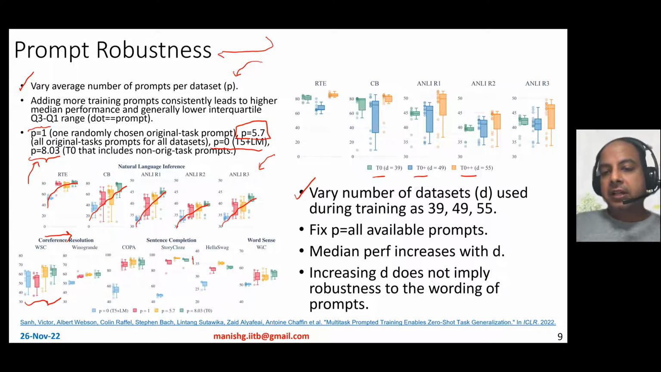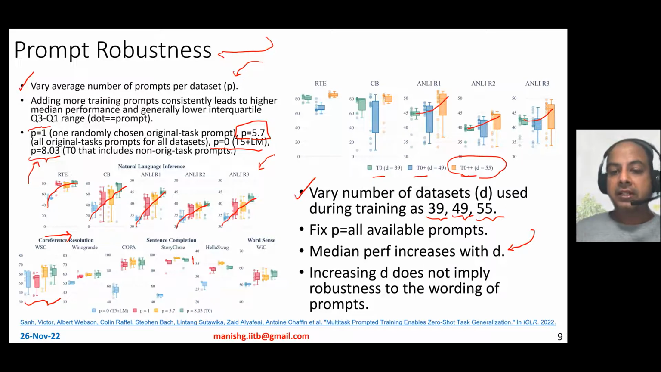So just to recall, T0 is the model trained with the smallest number of data sets, 39, T0 plus on 49, and T0 plus plus on 55 data sets. What you observe is in general that the median performance increases with D. Once in a while, this rule gets broken, but in general, T0 plus plus performs the best, right?